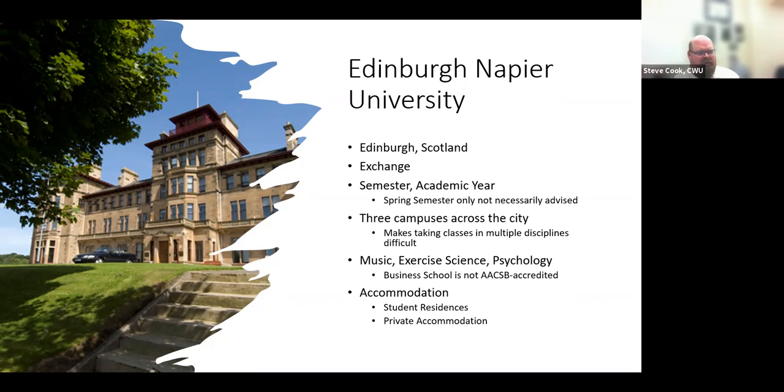The accommodation is student residences and private accommodation. I would strongly recommend students aim for the student residences, even though Edinburgh won't absolutely guarantee a placement. It's still going to be easier to try to get in and ultimately less expensive than trying to get private accommodation in a city like Edinburgh, which again is the capital of Scotland. So there is usually much more demand than there is supply for housing.